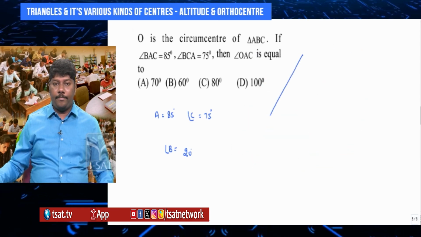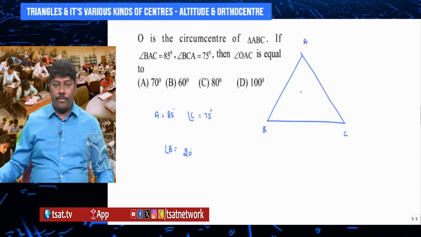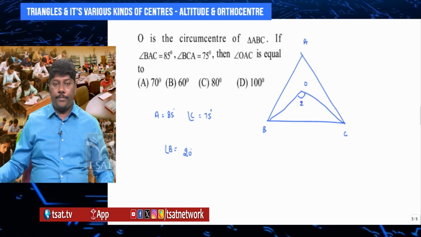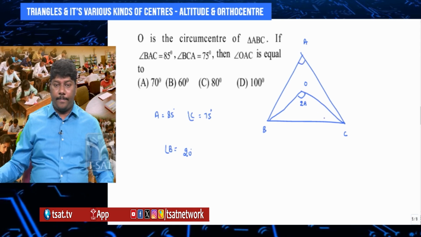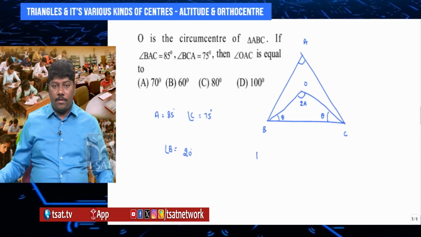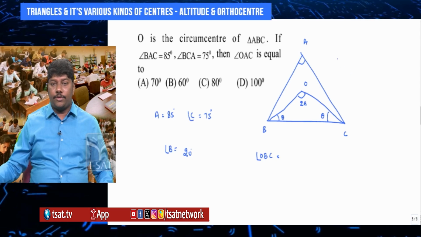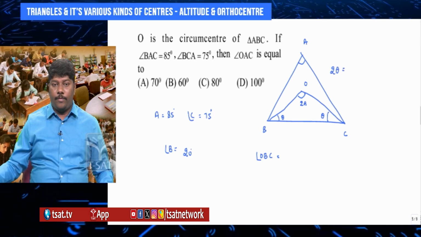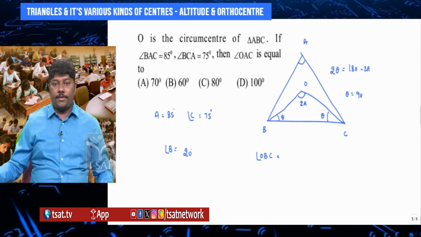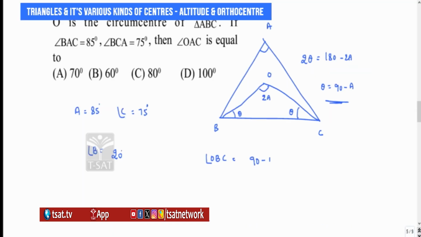In a triangle ABC, O is the circumcenter, therefore this angle becomes 2A. Let the base angles be theta and theta. Angle OBC is equal to theta. Now 2 theta is equal to 180 minus 2A, so theta is equal to 90 minus A. Simply remember that it is 90 minus A.